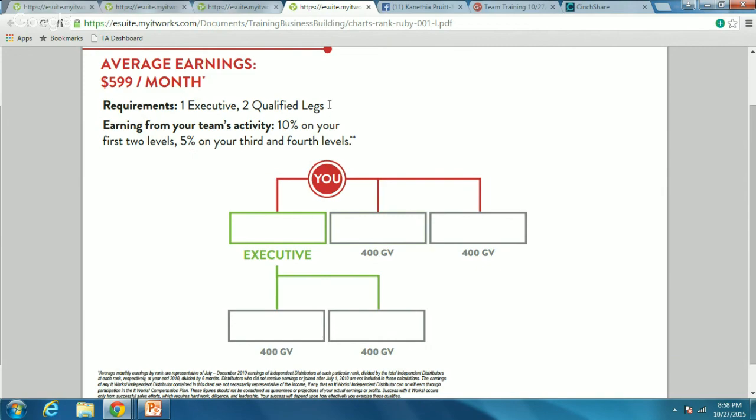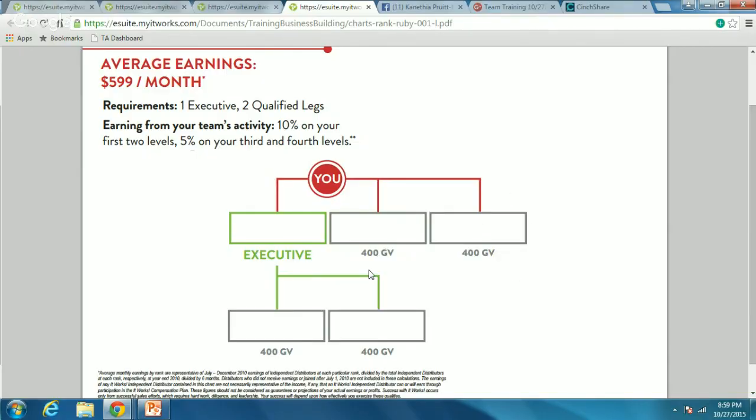So when you're going Ruby, you have an executive leg, and the executive has 2 legs under them that are at 400 GV each. Then you have signed up 2 other people that are on your top line, and they're 400 GV a piece as well. So you ideally are signing up 3 people. One of them is pushing really hard, like you, trying to hit Ruby, so they found 2 people to sign with them. Then the other 2 people are just really busting it, getting loyal customers, so they'll have 400 GV each. And like I said, the GV means group. If there's only 1 distributor there, then that 1 distributor is the whole GV.